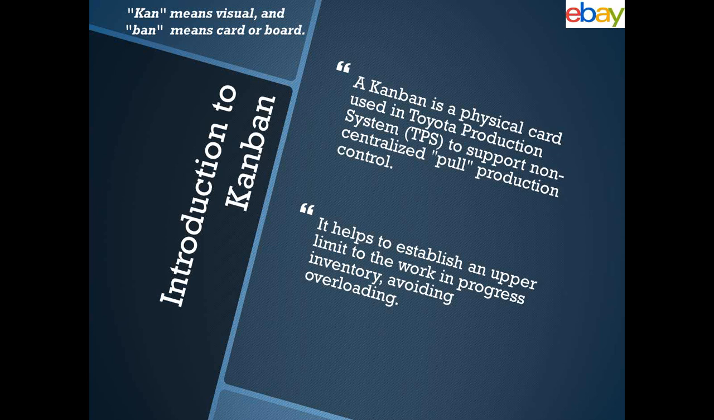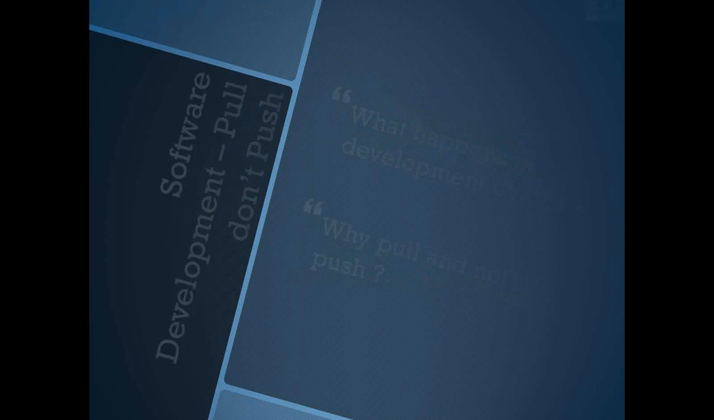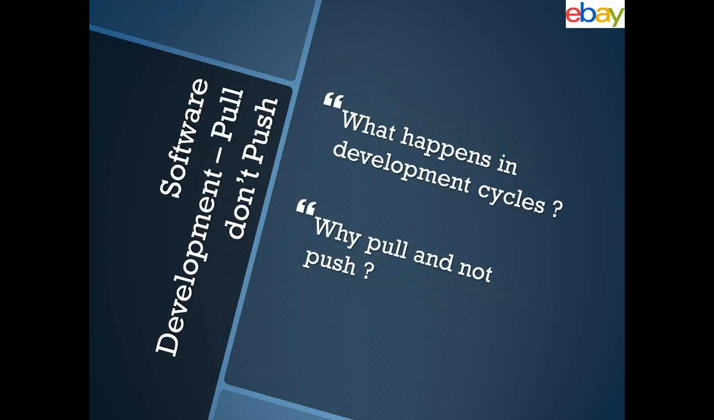And this is what we're trying to follow in software today, to pull things when we need them, similar to the manufacturing industry. Kanban also helps establish an upper limit to the work in progress. That is a quick introduction about Kanban. I'm going into the next slide. So we talk about software development and what happens in development cycles and why we should go for a pull system and not a push system.